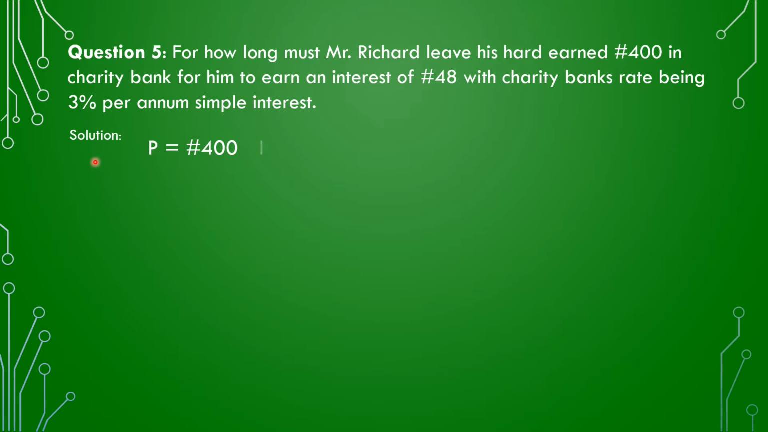Let's write out the given parameters. From the question, our principal P is equal to 400 naira. Our interest I is equal to 48 naira. Our rate is 3% and our time is unknown. The question says for how long, so we are looking for the time.